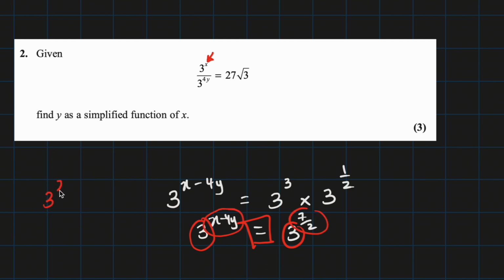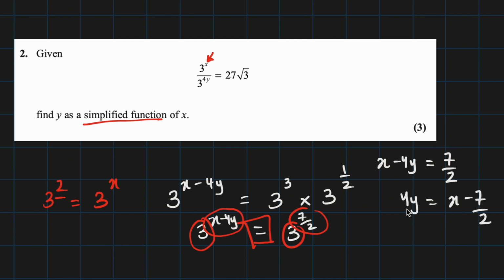I have 3 squared equals 3 to the power x. What do you think x is going to be? 2, right? Because these two are the same number. Same way, I can use that logic and write x minus 4y equals 7 over 2. Then find y. Then it says find y as a simplified function of x. So I need to rewrite this in a better way. 4y equals x minus 7 over 2. Divide each term by 4. You get y equals x over 4 minus 7 over 8.